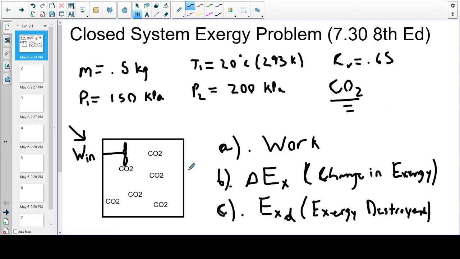In this problem we have a rigid insulated tank that is being spun by a paddle wheel to reach state 2, and inside of it is CO2. The goals of the problem are to find the work, the change in exergy, and the exergy destroyed. And with that, let's move right into it.